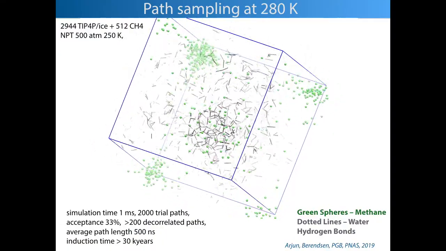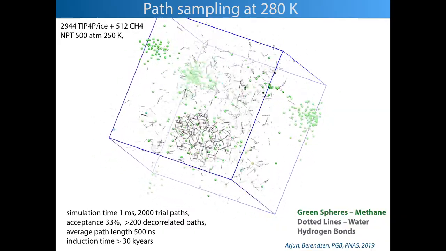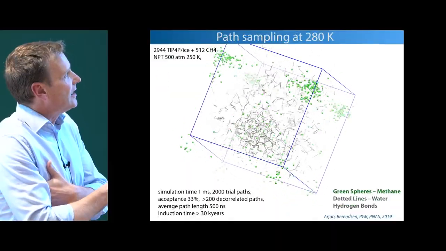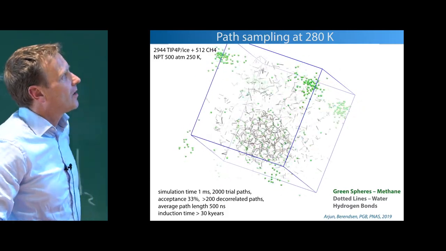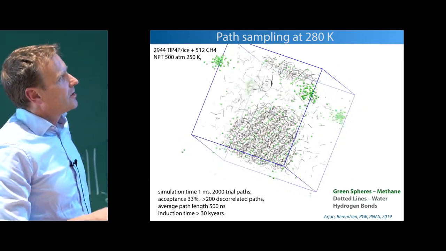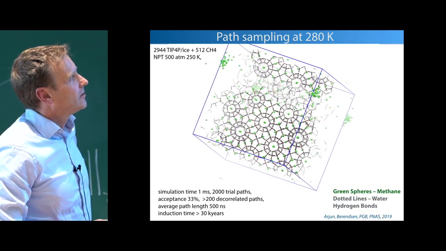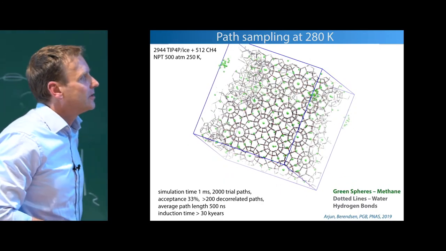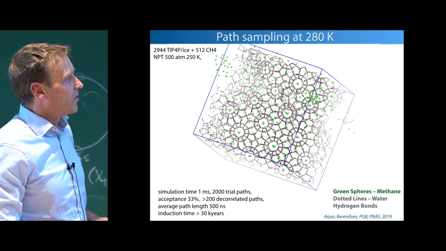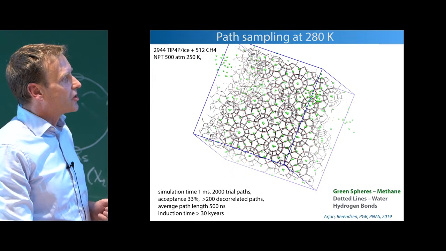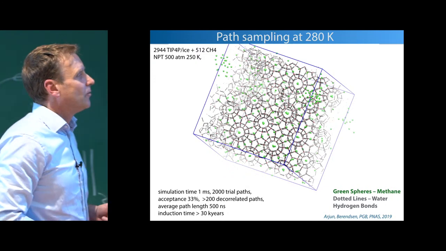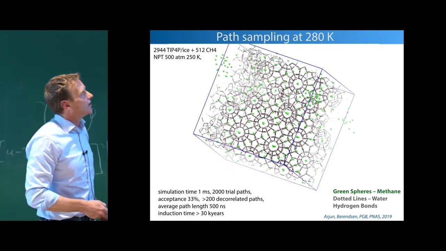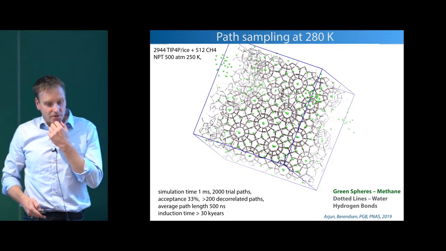So here is a path sampling simulation of the clathrate nucleation, and this is showing a clear S1 pathway. So you see it growing, and then suddenly it flips into place. And then it overcomes the critical nucleation barrier, and solidifies into S1. The induction time here is 30 kiloyears. This is real time, whereas this is done in one microsecond right now. So this is truly a very fast transition compared to the residence time.